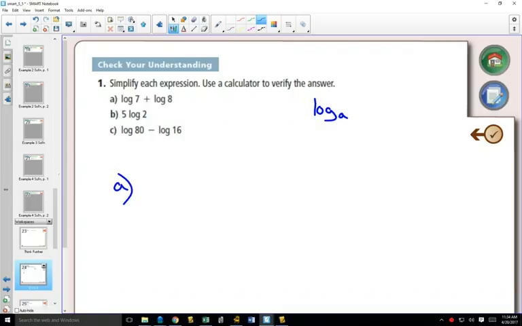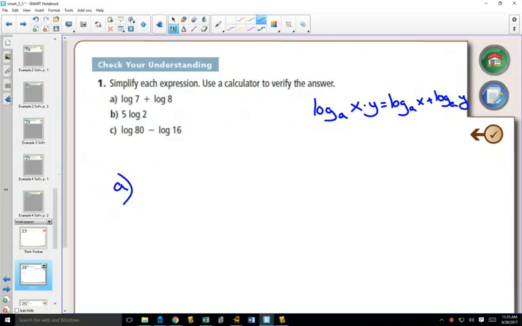So log A of x times y is equal to log A of x plus log A of y. The important thing is that the base stays the same. What base do we have in our first one? It's not written. Do you remember when it's not written what base is there? A 10. So anytime the base isn't written, that's your common log. It's a base of 10.